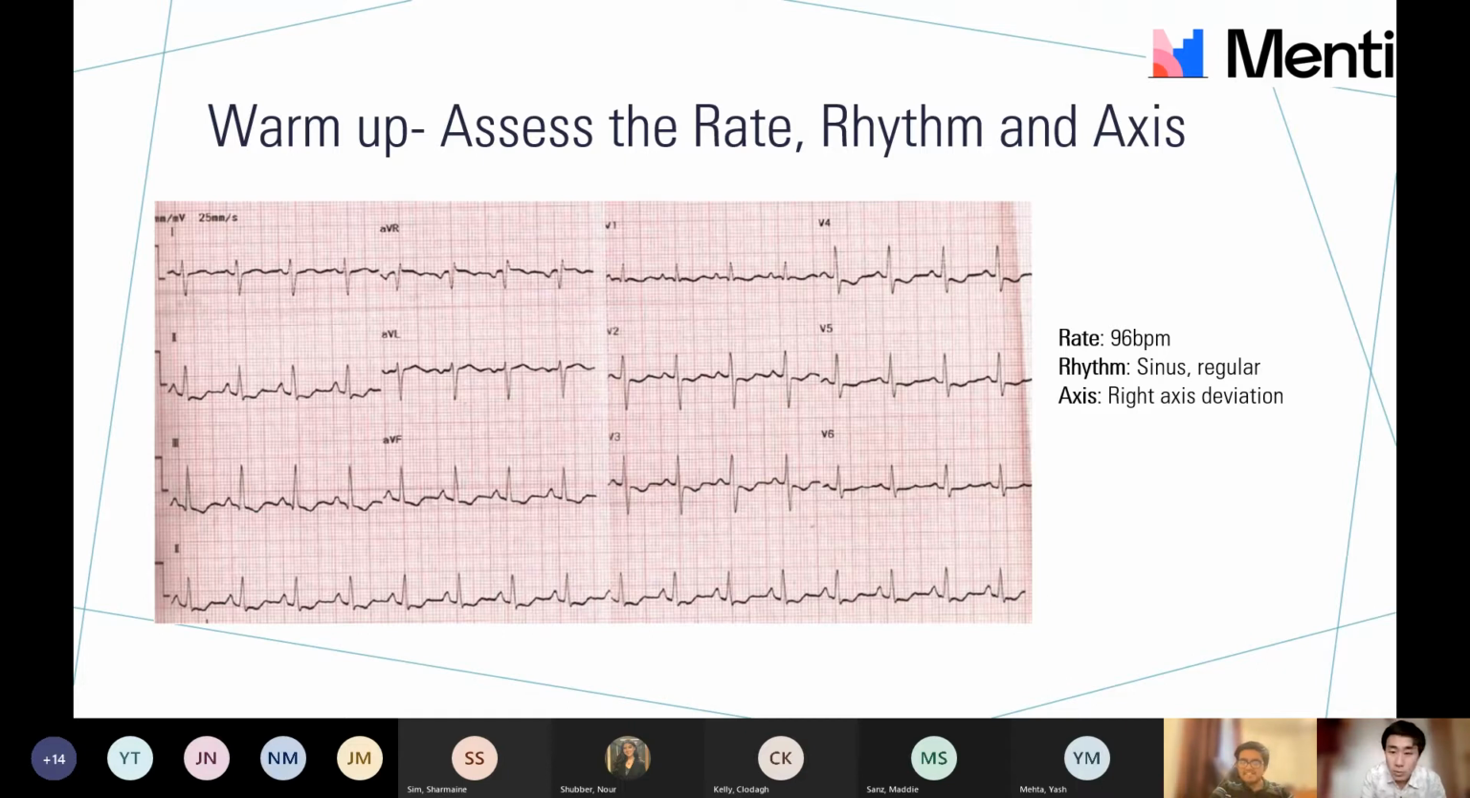Perfect. Fab. Okay, so rate is approximately 96 beats per minute. Looks good to me. Rhythm, sinus, very good. And axis, I think no deviation. Some of you have put right axis deviation. A few of you weren't quite sure about the axis, which is fair enough. Someone said hi, which is cute. That was me to test it. Most of you are happy with rate and rhythm, so I'll spend a bit more time on axis, which is understandable. That's the answer, so well done for those who put it.